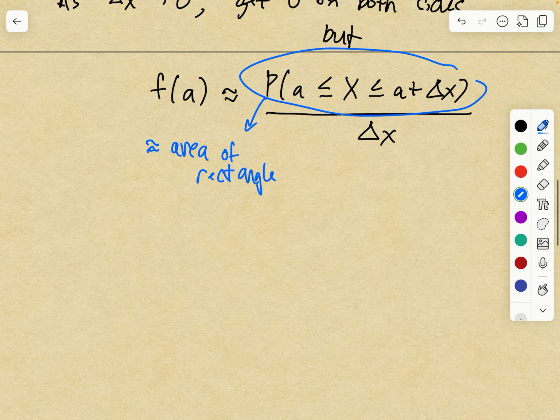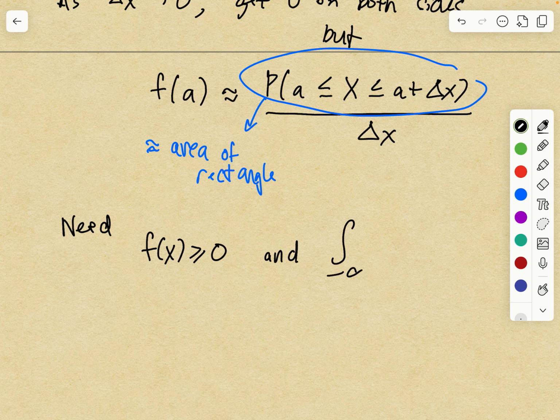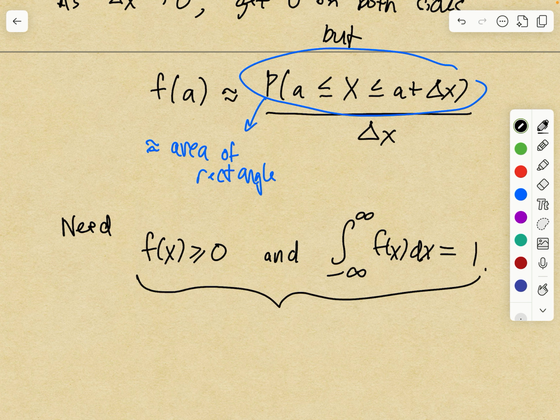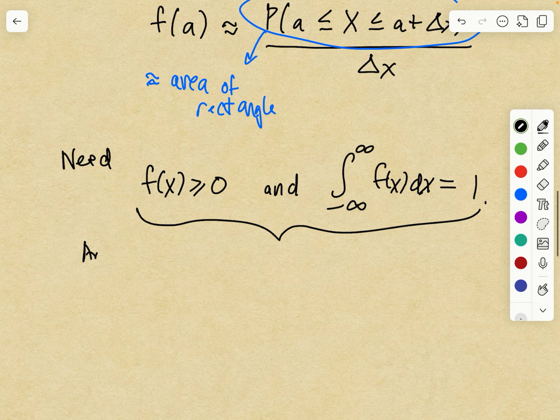Okay. And we also have, so we need that f of x is greater than or equal to 0 in order for the probability to be non-negative, and we also need that the integral from negative infinity to infinity of f of x is equal to 1. Now, any function that satisfies this is called a density function.